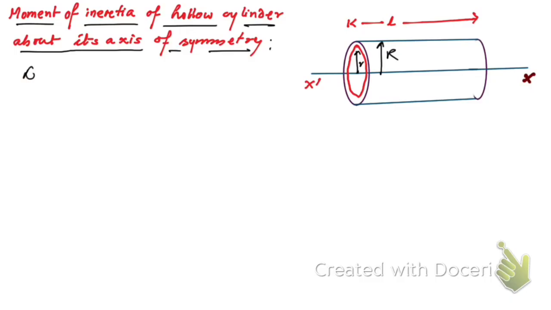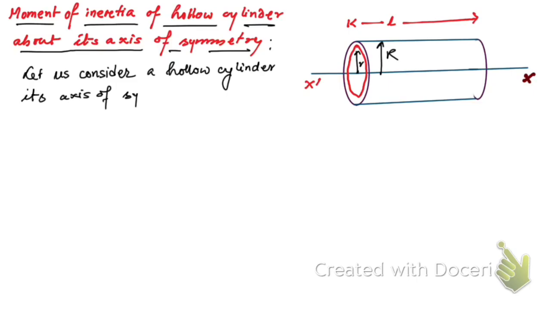Now you see, let us consider a hollow cylinder and its axis of symmetry is along the x-axis as shown in the figure.